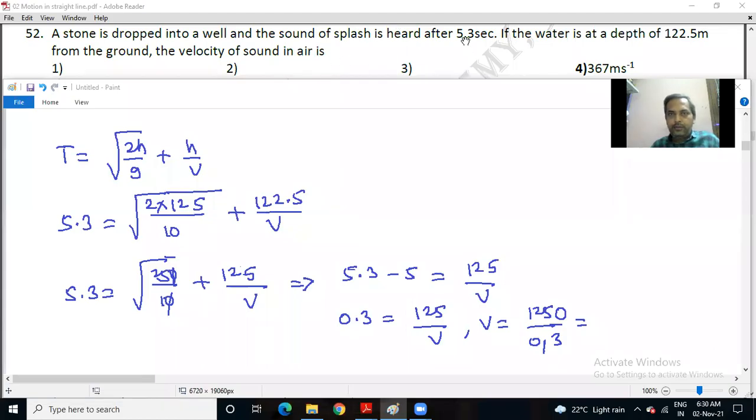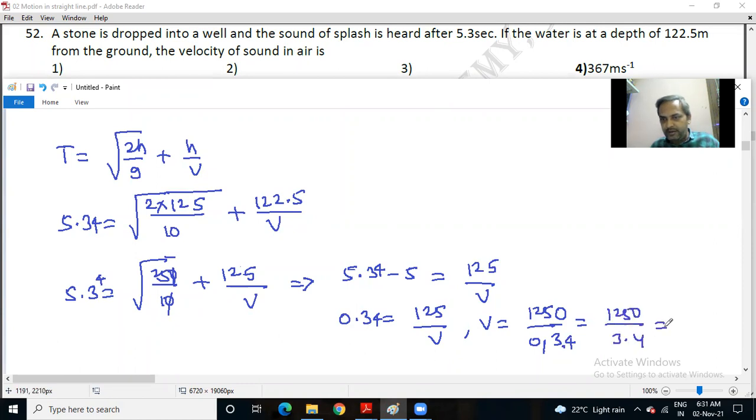In the question you make a small correction: this 5.3 you take as 5.34. So this is 5.34, here also 5.34. So this is 0.34, so it will be 3.4. So 1250 by 3.4 is roughly 368 meters per second. The last option is correct.